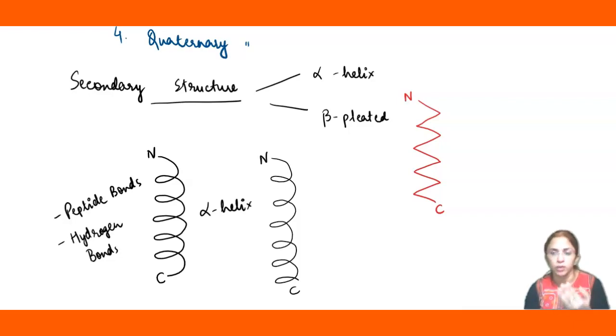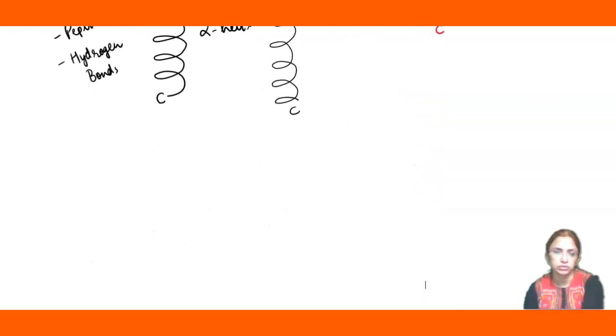Okay. So amino acids will be there in the beta pleated sheet. There will be hydrogen bond between them. And that's why this stabilized structure is formed. So till now, primary structure we have read, secondary structure we have read. Now let's move on to the tertiary structure.